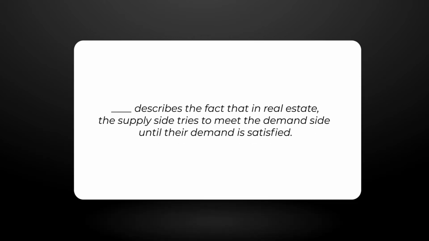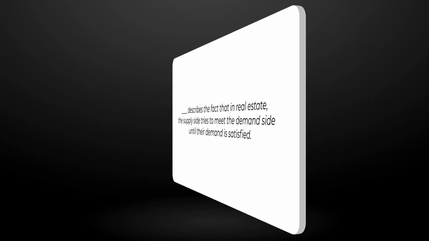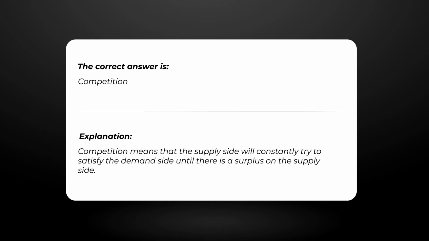Blank describes the fact that in real estate, the supply side tries to meet the demand side until the demand is satisfied. The correct answer is competition. Explanation. Competition means that the supply side will constantly try to satisfy the demand side until there is a surplus on the supply side.